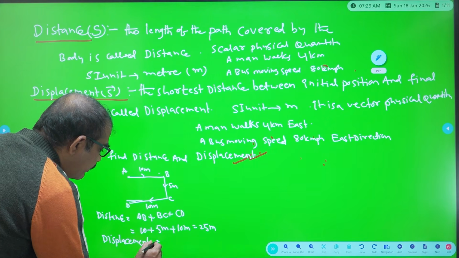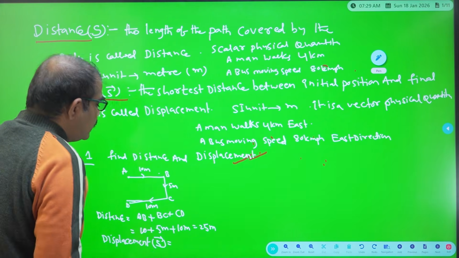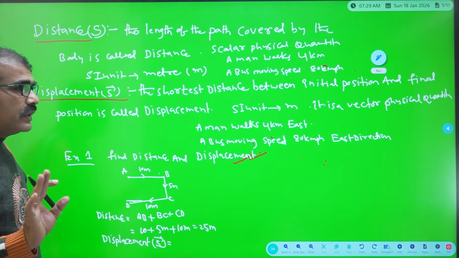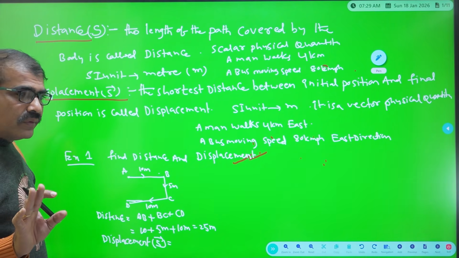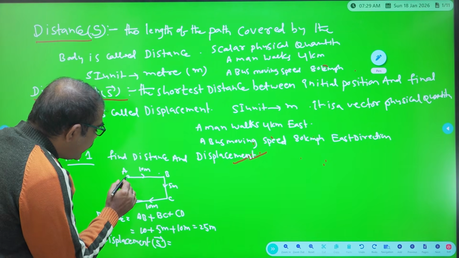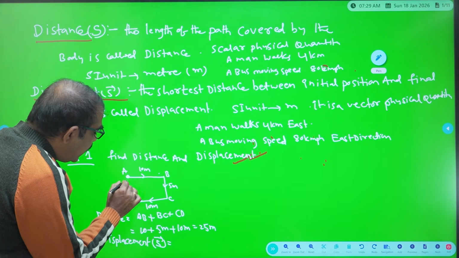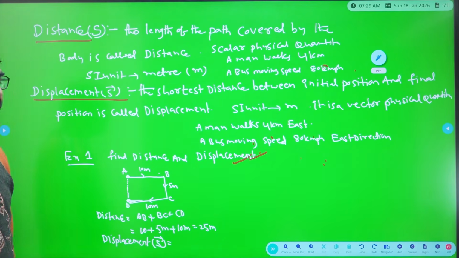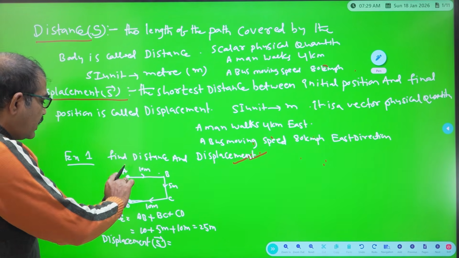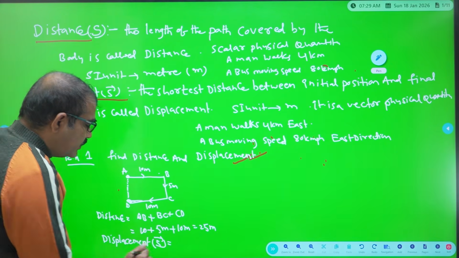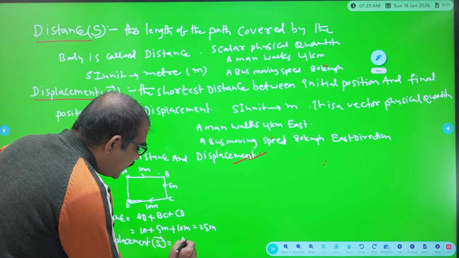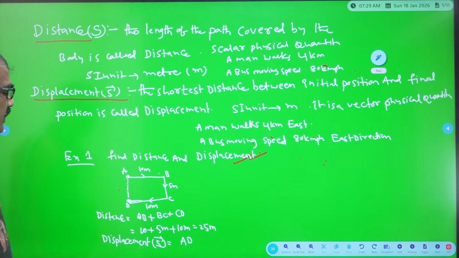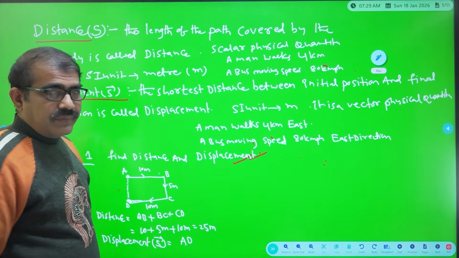Displacement is denoted by S bar. Don't take the total path. If you take the total path, it is distance. Only take the initial point and final point, the line joining the initial point and final point. This is called AD, A to D. AD is called displacement.